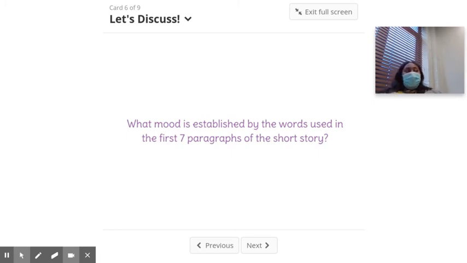So, knowing that those are some of the words that you should have highlighted, what kind of mood do you think is established by the first 7 paragraphs of the short story? This question is actually going to be answered in your assignment that is posted in the classroom. But right now, I just want to give you some time to think about what mood the words used in the first 7 paragraphs create. Really, just thinking about the opening paragraph where he described the setting so beautifully. What kind of mood does that create for you as a reader?